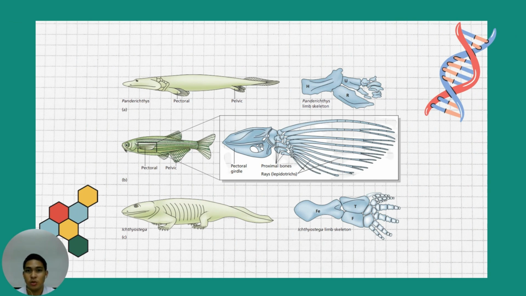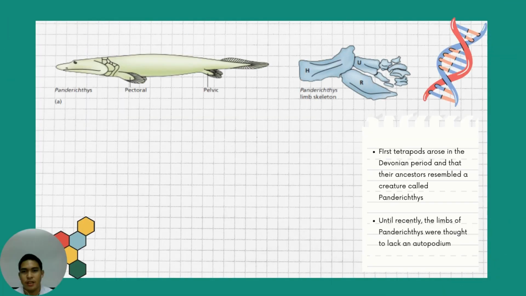So I have here an illustration of the origin of the leg. Take note that this illustration will just serve as an overview of what you are going to expect on the succeeding slides. On the letter A, we have the Panderichthys and its forelimb skeleton. B, we have the zebrafish pectoral fin skeleton, and on the letter C, we have the Ichthyostega with its hind limb skeleton. Do note that on the succeeding slides, each one of these will be discussed thoroughly.